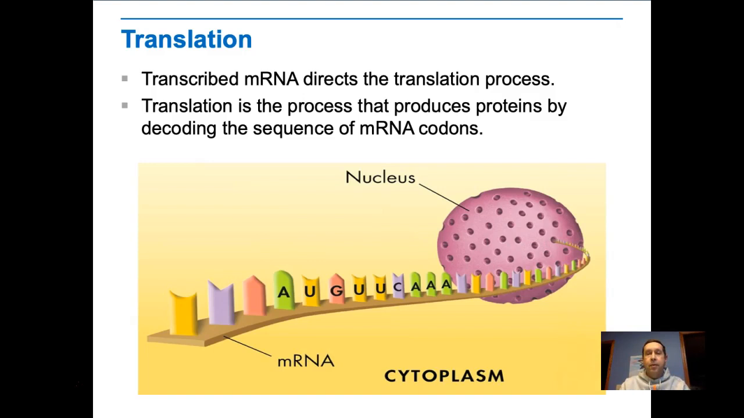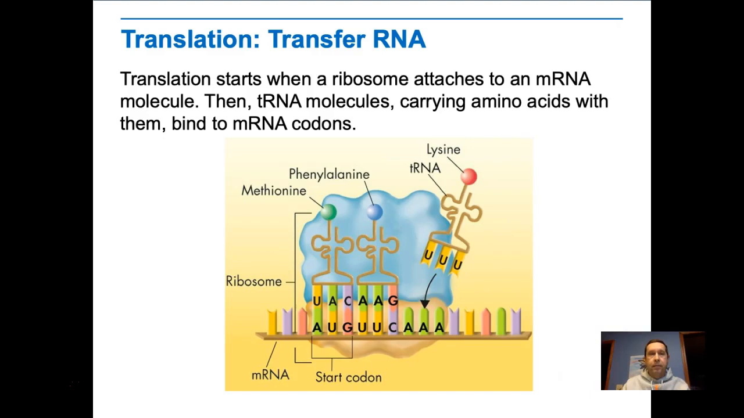This process of taking a mature messenger RNA and using it to build a protein is called translation. So we're going from a nucleic acid message to a protein message. We had replication, which is copying the DNA, transcription, which is DNA to RNA, and then translation, which is RNA to protein. It involves all 3 types of RNA: the messenger RNA, the transfer RNA, and the ribosomal RNA. So this all happens at the ribosome.